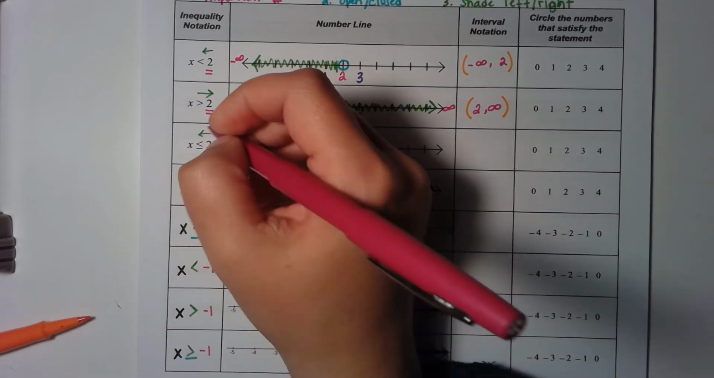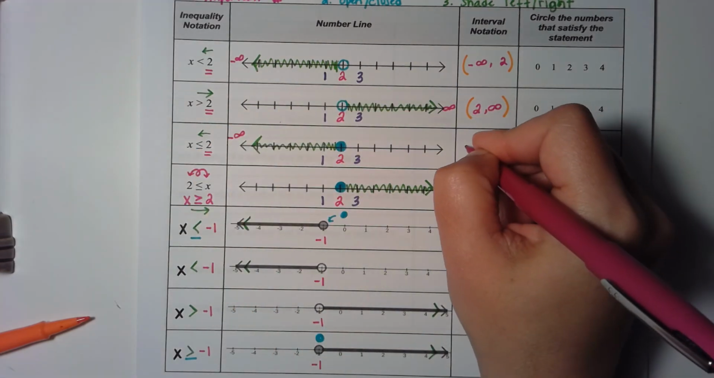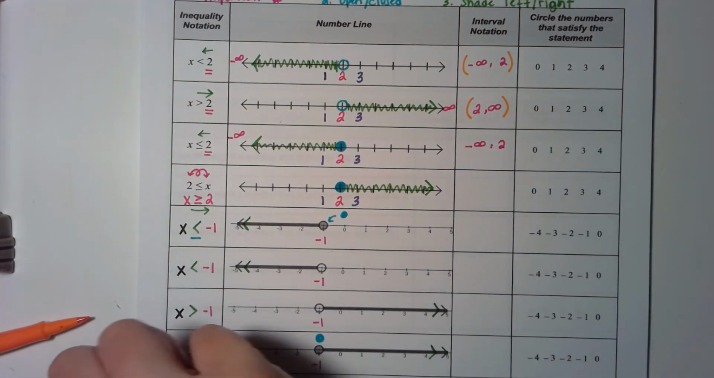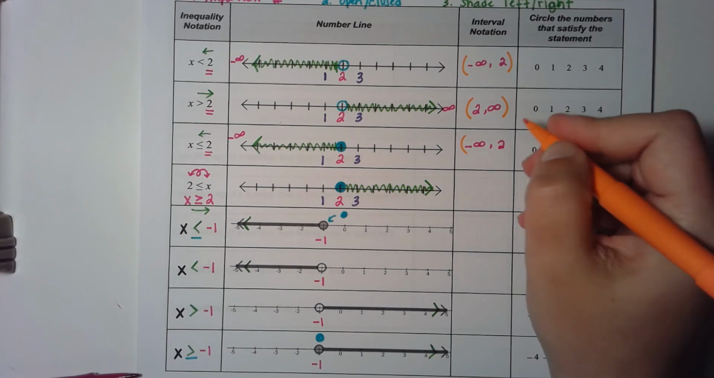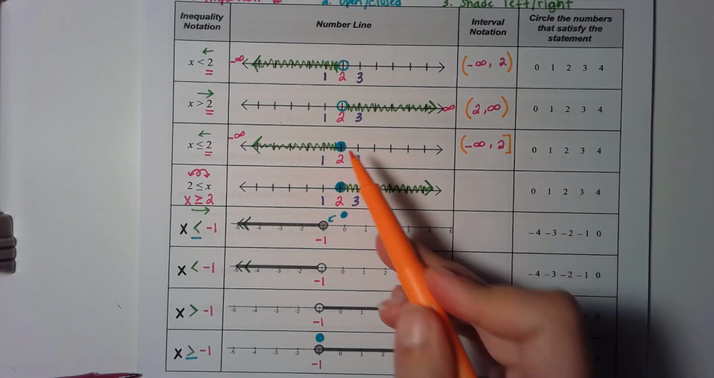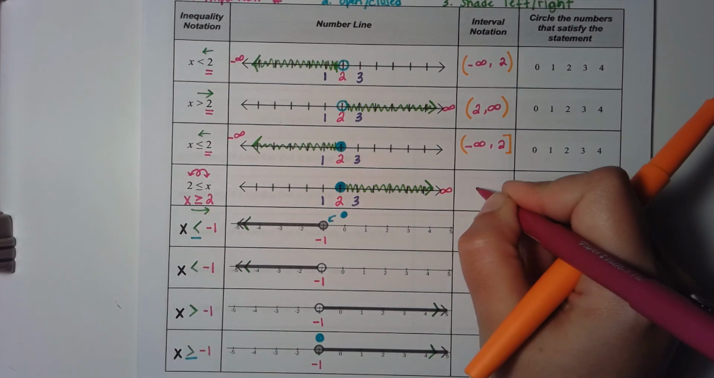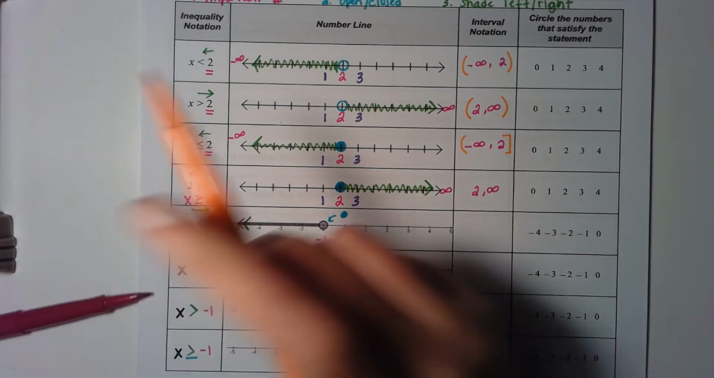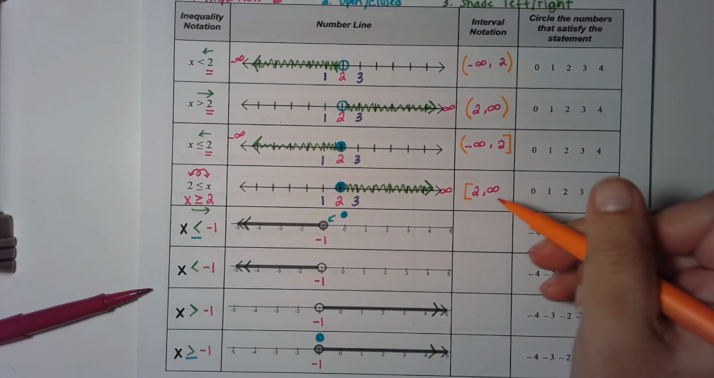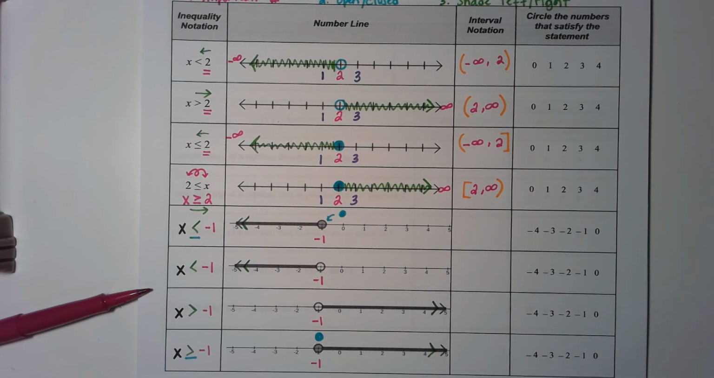Next, you would do -infinity because that's the left side of the number line, comma 2. And you're going to use open parentheses, but then you're going to use a bracket because there's a closed circle. For the next example, it would be 2, infinity. And you would use a bracket for the 2 because it's a closed circle and parentheses for the infinity. I'm not going to do the other ones. I feel like we've done this enough times now, but I just wanted to make sure that you could see those as examples of how you would still connect this to interval notation.